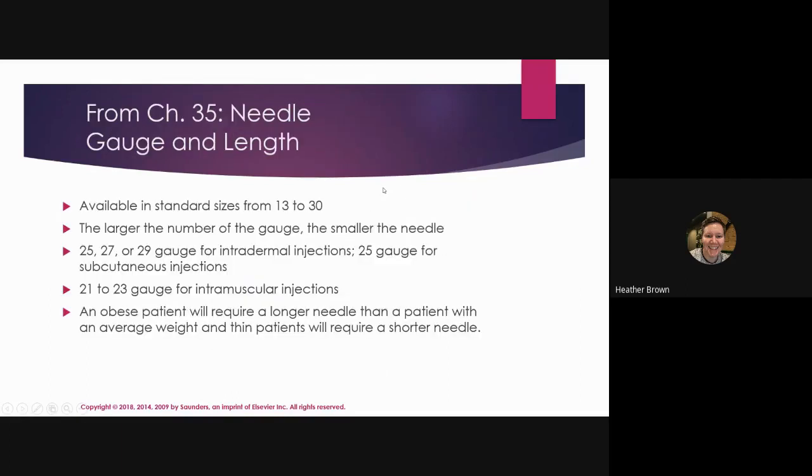And then a little bit of information here on needle gauge and length. Remember, these are all flashbacks. We've done these before. You can always use this presentation to go back to your notes if you need a little bit more on it. And now we're going to jump into chapter 37.